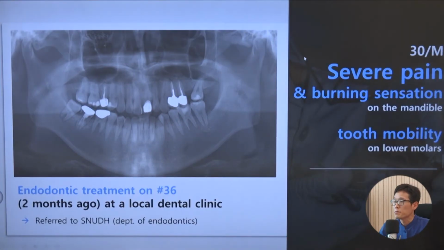A 30-year-old male presented with severe pain and burning sensation on the mandible and tooth mobility on lower molars. He had a history of endodontic treatment on this tooth 2 months ago at a local dental clinic, but the symptoms did not subside, and then he was referred to our hospital, to the Department of Endodontics.